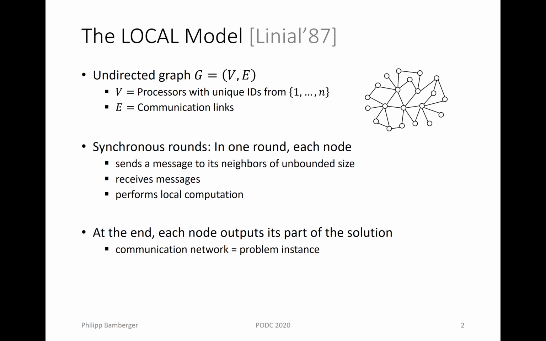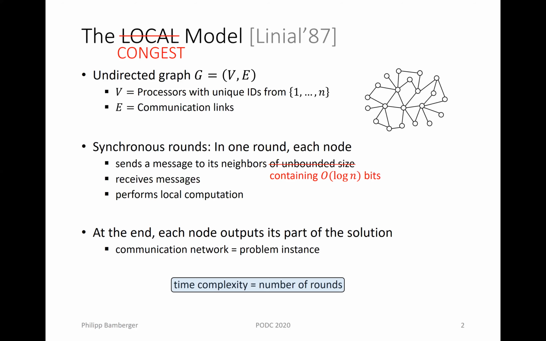This especially means that the objective is to solve some graph problem on the communication graph, so the communication network coincides with the problem instance. The time complexity is defined as the number of communication rounds required for the algorithm to terminate. The CONGEST model is defined in the same way, except that the size of a single message is restricted to O(log n) bits.